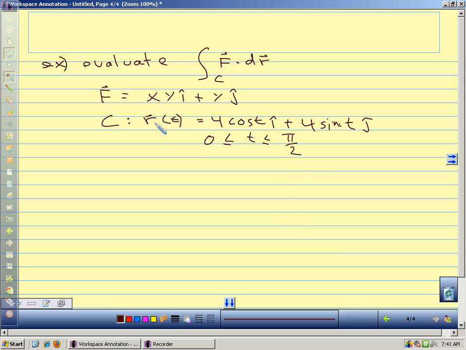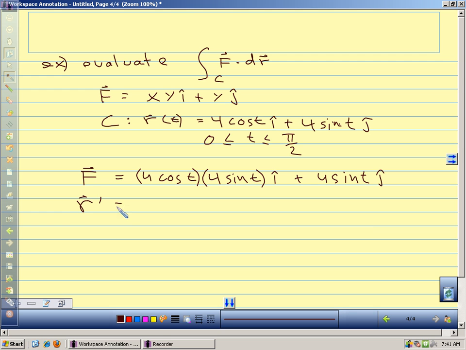We could interpret this as being our force, and we're moving a particle along this path from 0 to pi over 2. So first off, 4 cosine t i plus 4 sine t j, what is that path? A circle, and 0 to pi over 2 takes us through the first quadrant, so we're going a quarter of the way around this circle. First, we need to express our force in terms of our parameter. So F, our vector field, is 4 cosine t times 4 sine t i plus 4 sine t j. So I've just written the vector field in terms of our parameter.